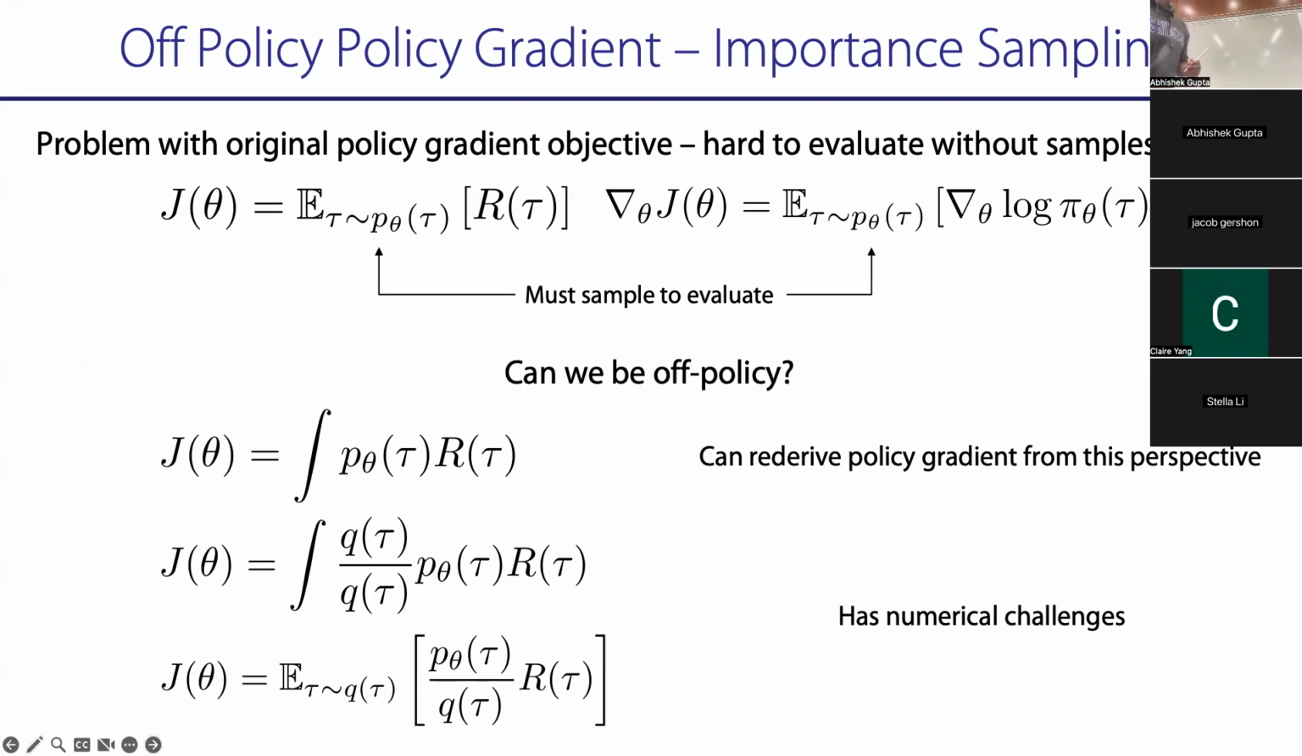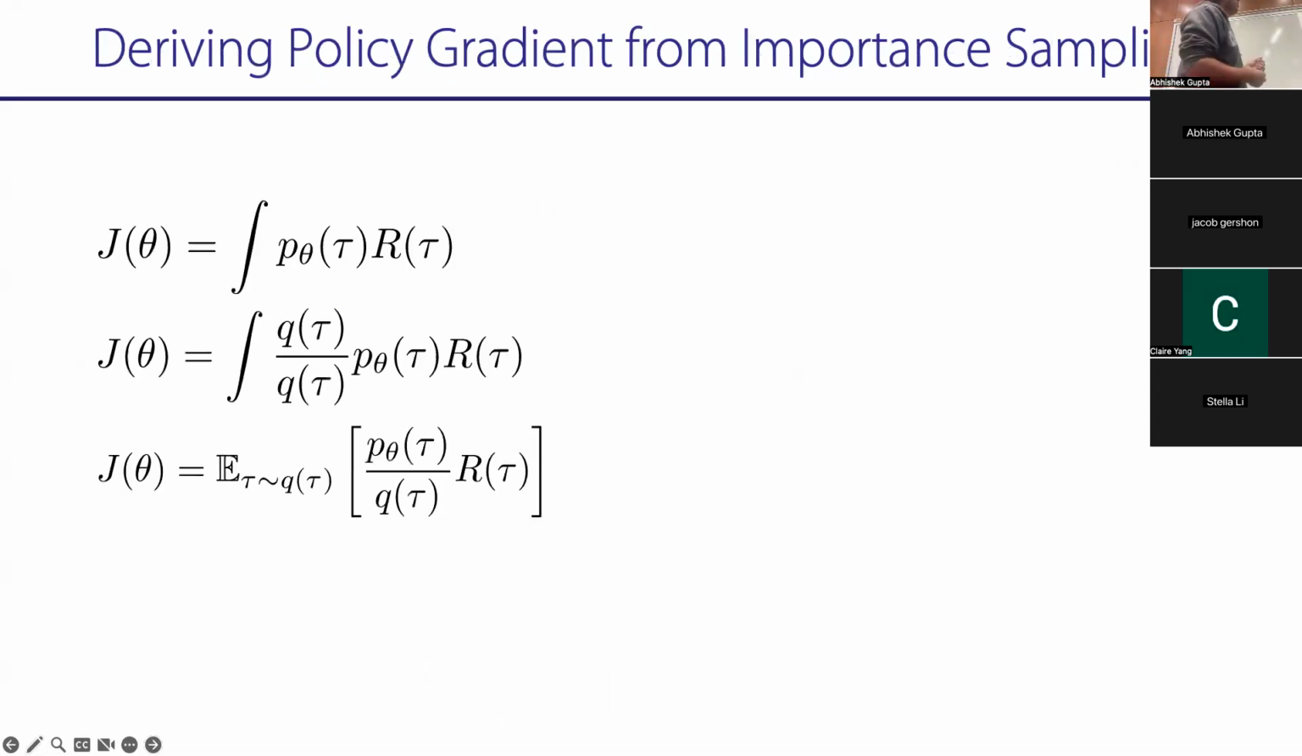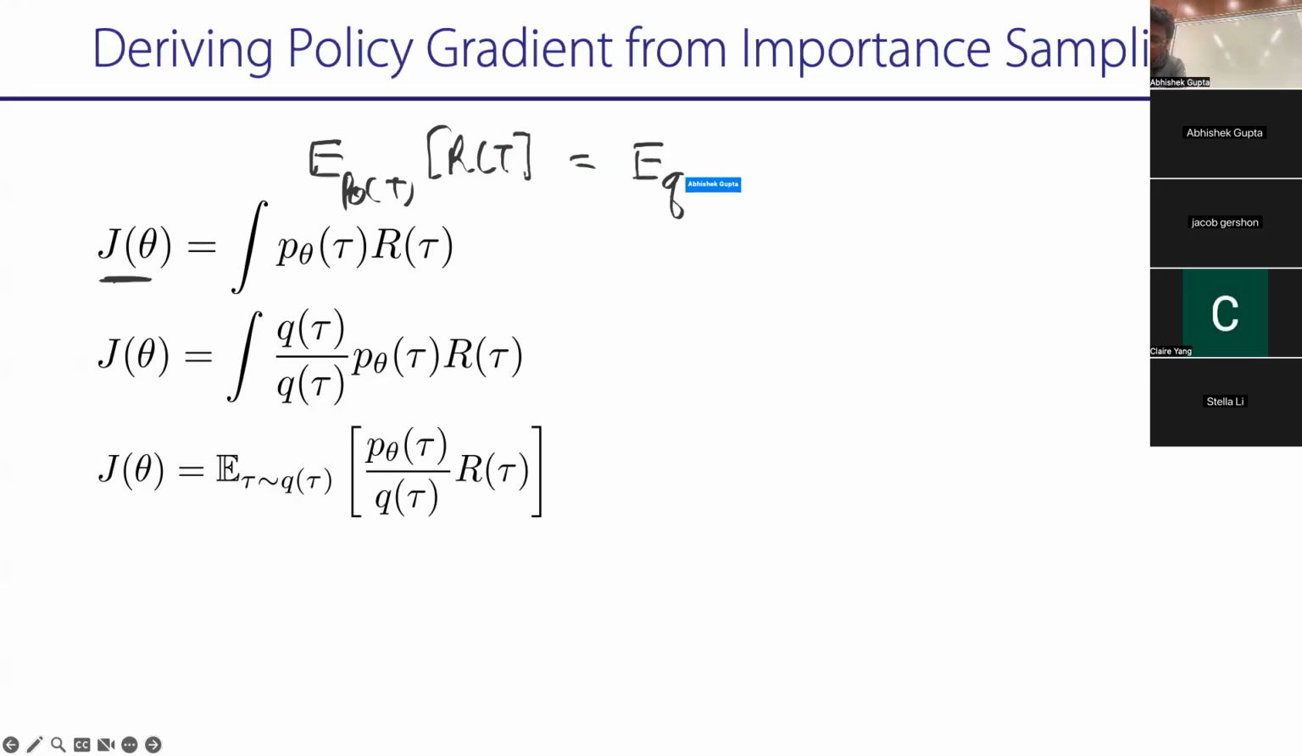Okay. So let's rederive policy gradient from this perspective of importance sampling. What does importance sampling say? It says that our original objective, which is the expectation with respect to p theta of tau, can be rewritten as the expectation with respect to q of tau of p theta tau by q tau times r tau. We just multiplied and divided, rearranged some terms.